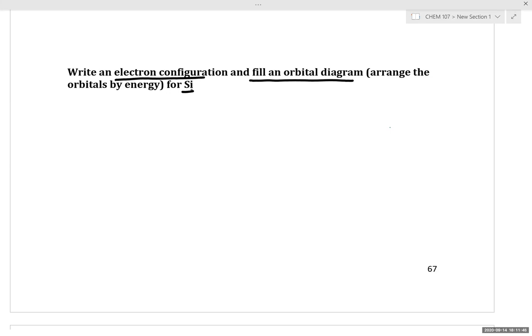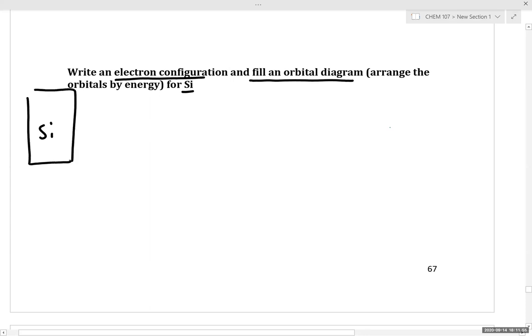Okay, so we have a nice reasonable pool of responses. First things first, for silicon, how many electrons do we have? 14. Okay. One thing I also want you to note is that silicon is right below carbon. You'll see why this is important in a moment. So we have 14 electrons to work with.